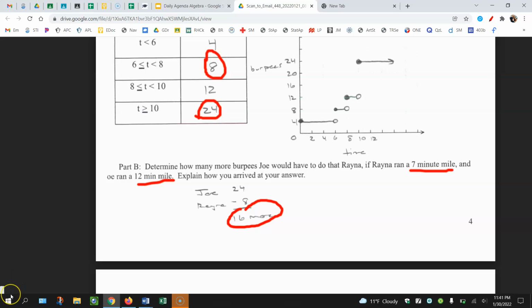So hopefully you found this helpful. You're not going to be doing number 10 on your test. You're just going to be working on questions 2, 4, 9, and 16 and finishing up anything else that you need to.